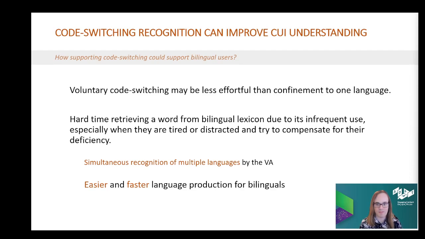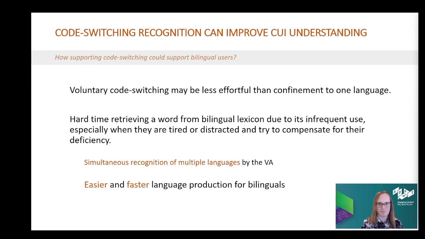Bilingual speakers may face particular challenges in L2 voice assistant interaction, not because they don't know a particular word necessarily, but that they have a harder time retrieving that word from their lexicon due to infrequent use, especially if they're already distracted or tired or multitasking with something else. Supporting simultaneous recognition of multiple languages by the voice assistant would lead to easier and faster language production for bilingual speakers who experience retrieval difficulty or, due to a low degree of proficiency, face more effortful L2 production.